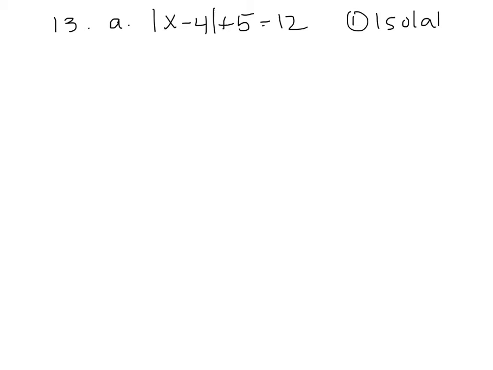Okay, let's solve some different types of equations. Number 13. A is an absolute value equation. And for this, you have to remember the three important steps. One was to isolate the absolute value.